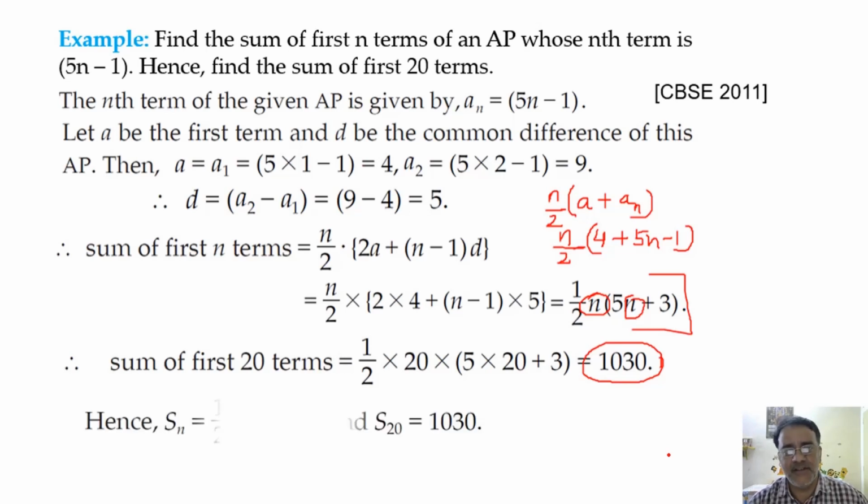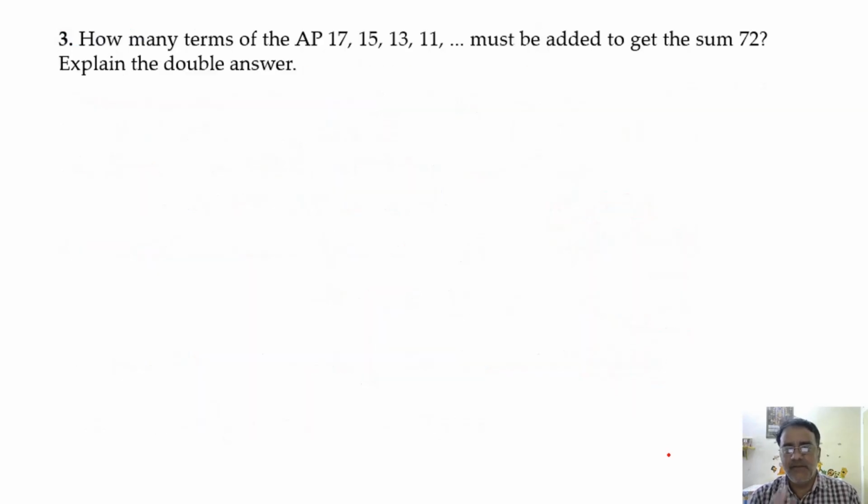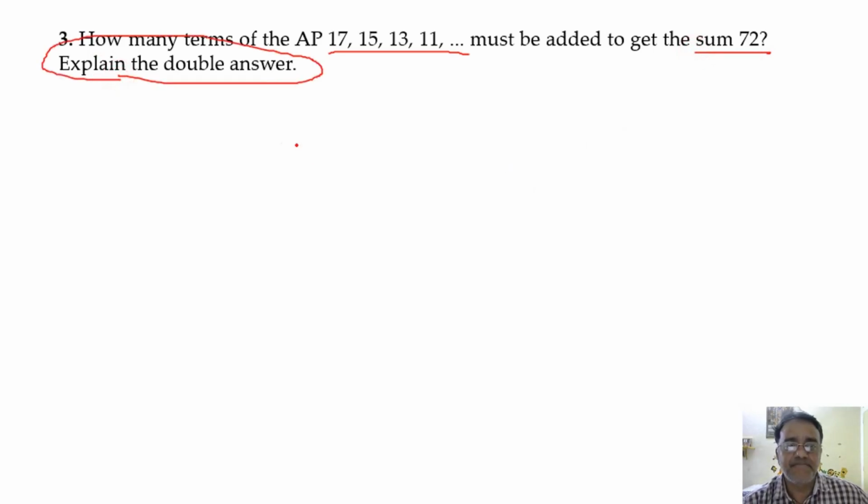Now we'll move towards one very important question. How many terms of the AP 17, 15, 13, 11 and so on must be added to get the sum 72? And explain the double answer. Here, when it says explain the double answer, that means you are going to get two values of n, and both are correct. Okay, and how both are correct, that you have to explain.